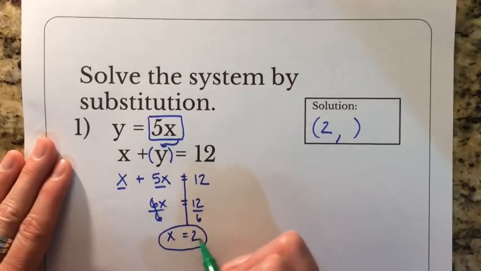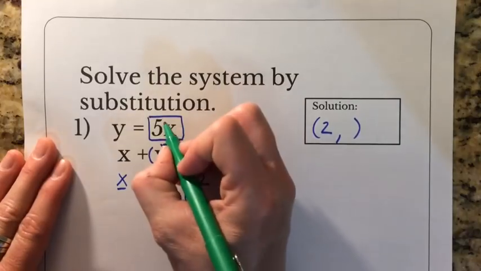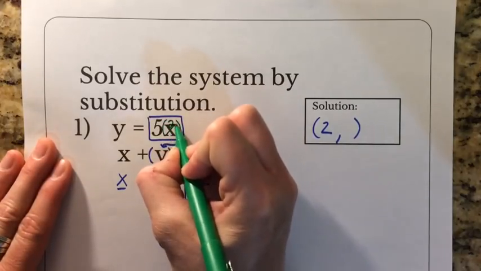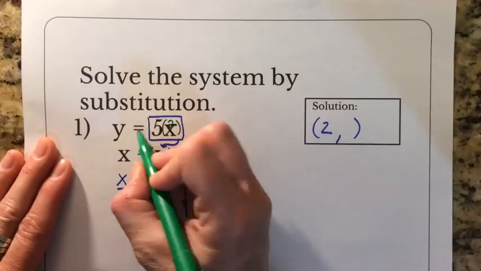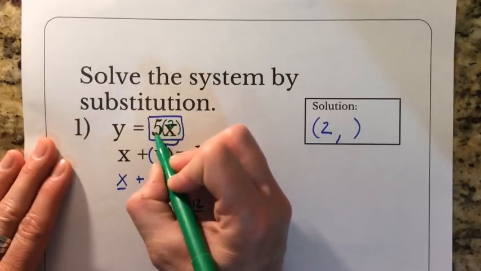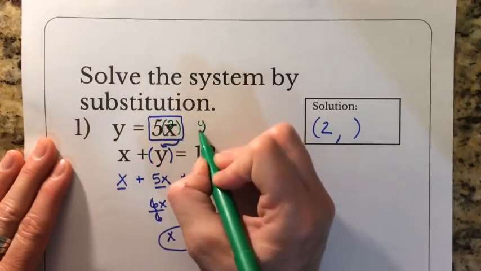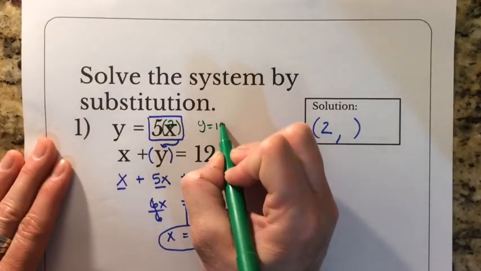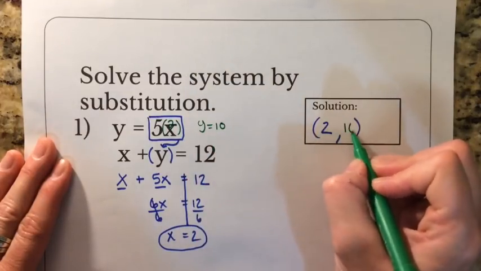If x is equal to 2, let's go back into the package, and in place of the x, let's make it a 2. Now, y is equal to 5 times 2. Well, 5 times 2 is 10, so y is equal to 10. See how I can do that in my head? So over here, y is 10.